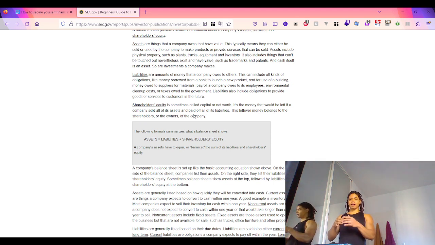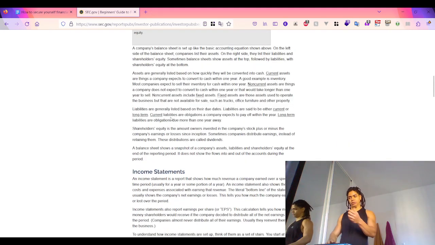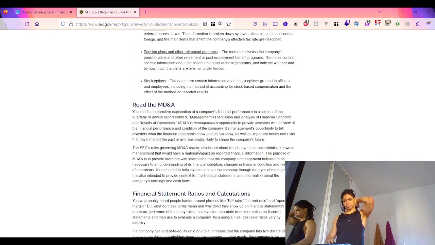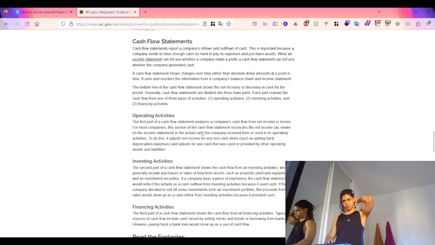And lastly, I look at the cash flow statement. Very, very important, because this report shows the inflow and outflow of cash. So the company's inflow and outflow of cash. And this is something important, because companies need to have cash to pay expenses or purchase assets.